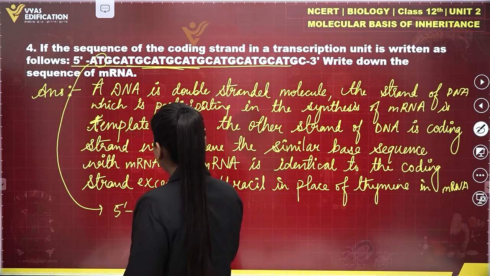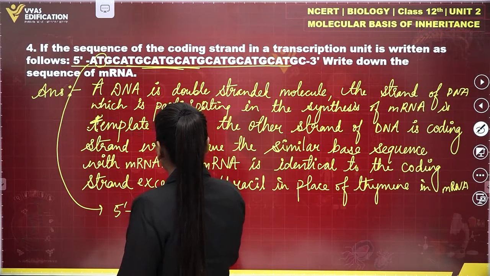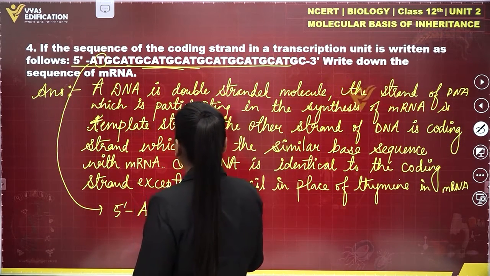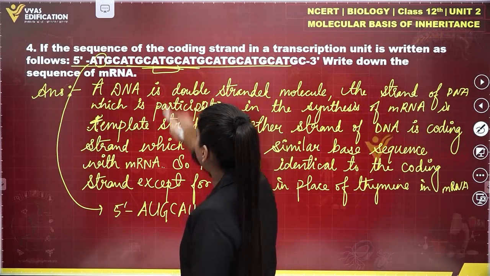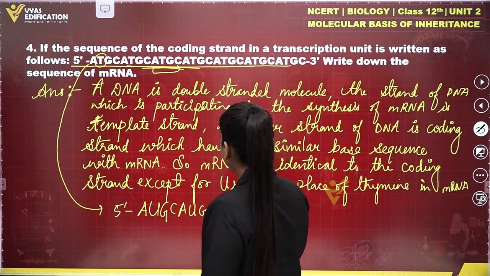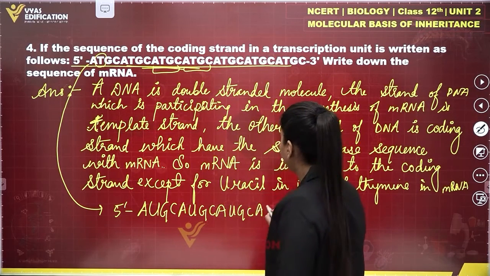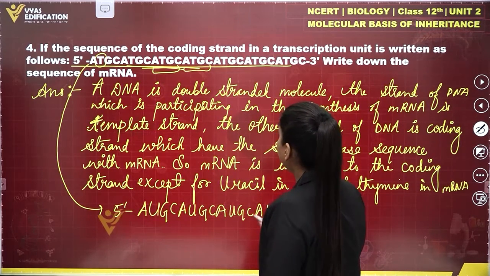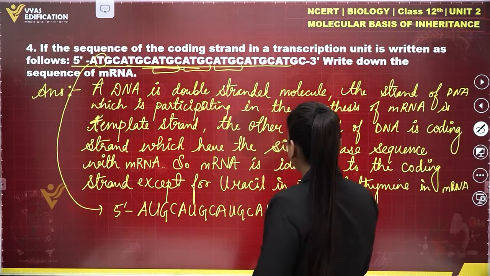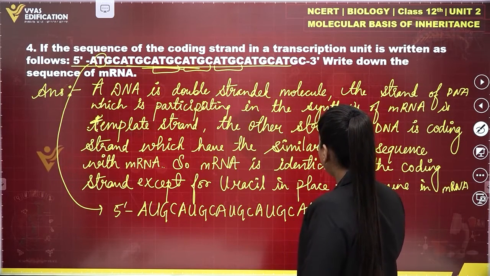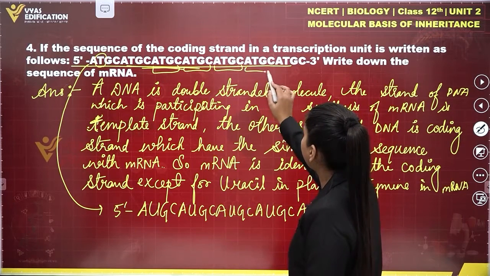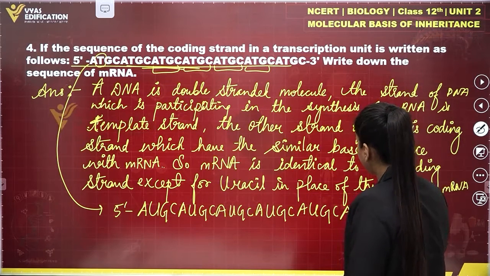So AUGC, then again AUGC, then again we have AUGC, again AUGC, and again AUGC and AUGC.